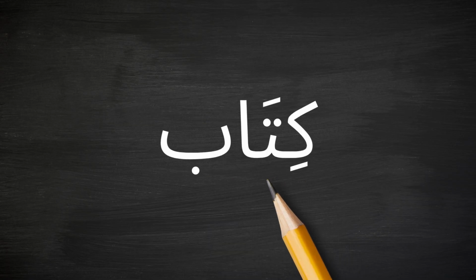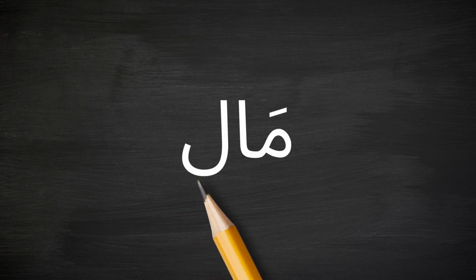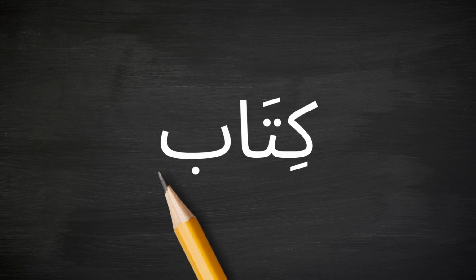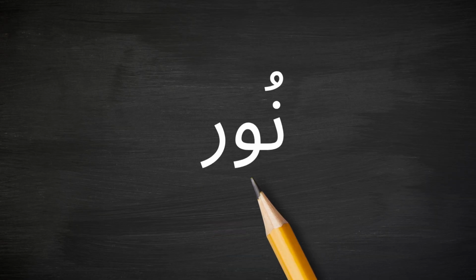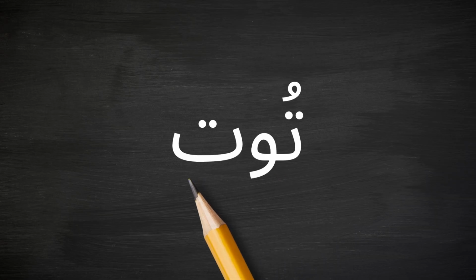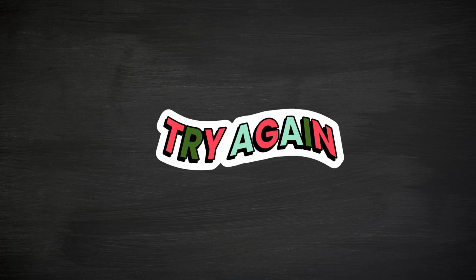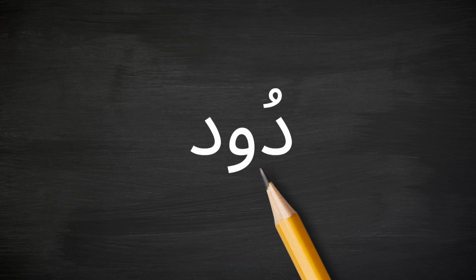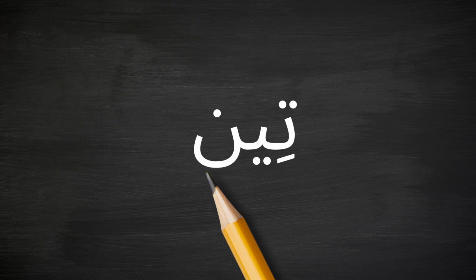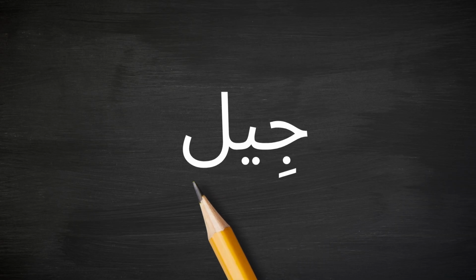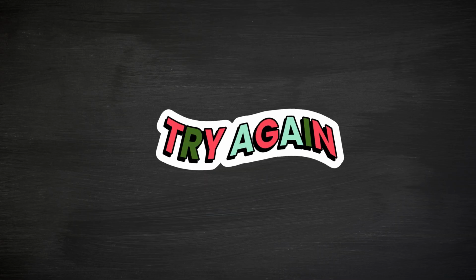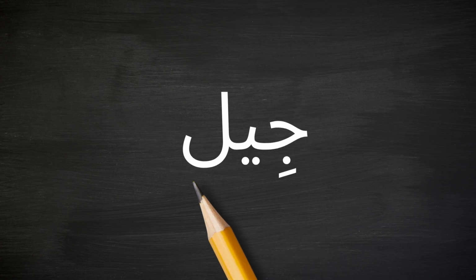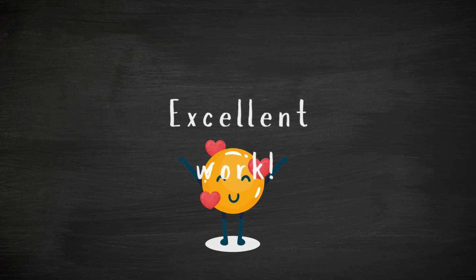Bab, kitab, mal. Again. Bab, kitab, mal. Noor, toot, dood. Again. Noor, toot, dood. Teen, Gil, feel. One more time. Teen, Gil, feel. Excellent work.